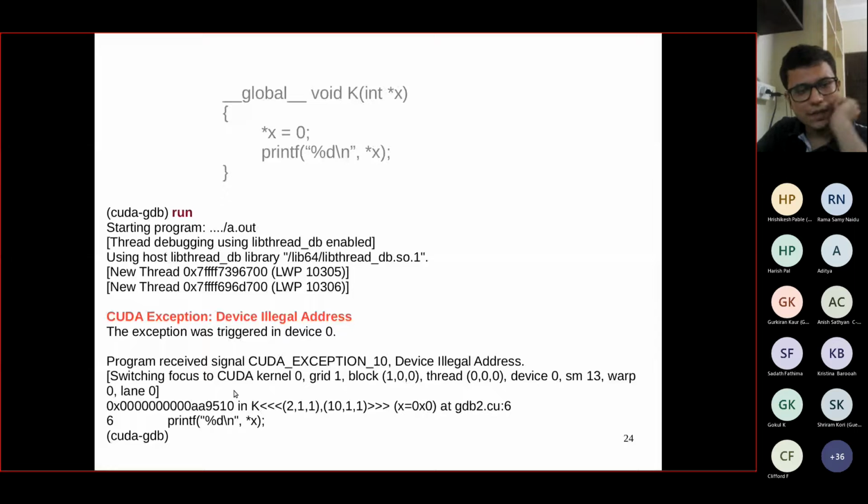Apart from that, it is also printing some information related to the grid and thread block where it is currently trying to focus. So it is saying that I'm at kernel 0, grid 1, and block and thread number 0. And I'm currently running on device 0, which is the 0th GPU, on streaming multiprocessor 13, on warp 0 and lane 0. So lane is a particular thread.